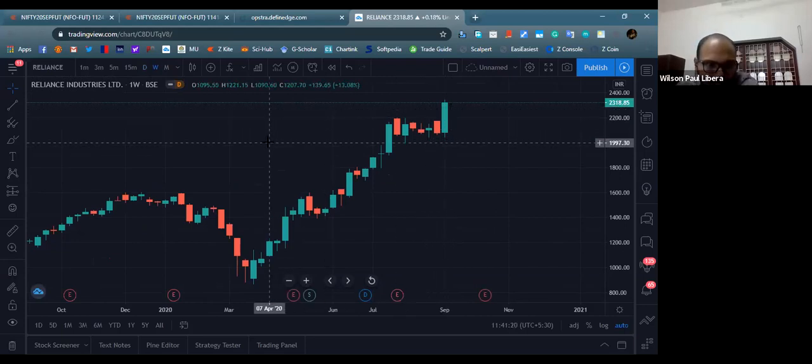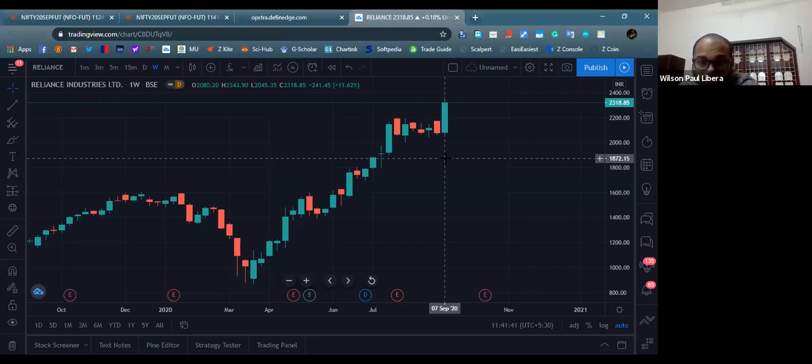Can you see the date as 7th April 2020 at the bottom? It means the week starting on 7th April 2020. Likewise, here you can see the week starting on 7th September 2020. Okay, we are trying to learn how to combine candlesticks.